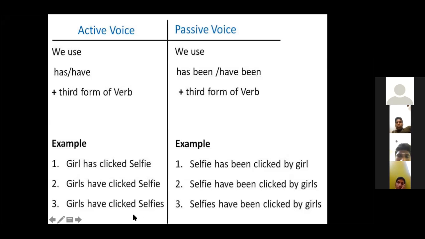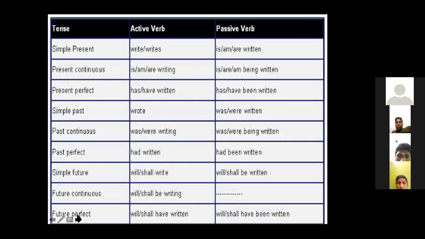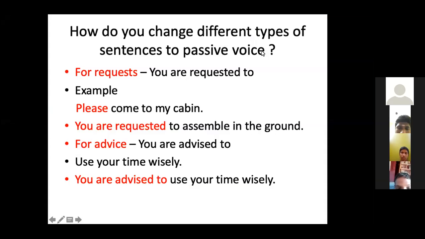Now we'll go to the next slide. See, here you can see the tenses, then what the active verb will be and how the passive verb will change. In the simple present, here you have the verb write. If the verb is write or writes, in the passive form it will become is, am, or are written. Written is the past participle form of write.